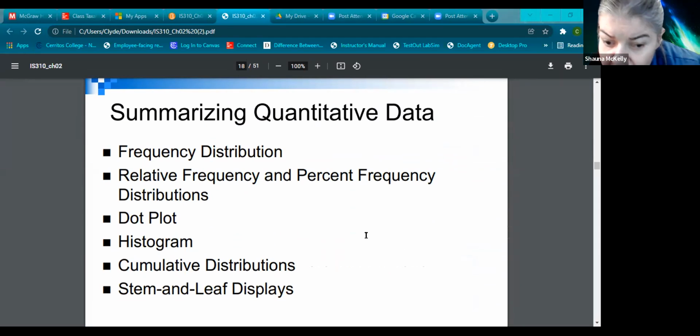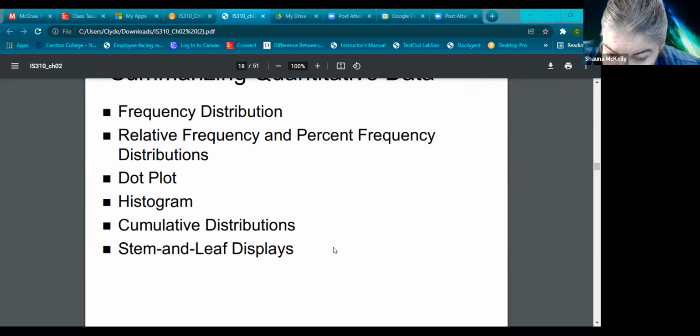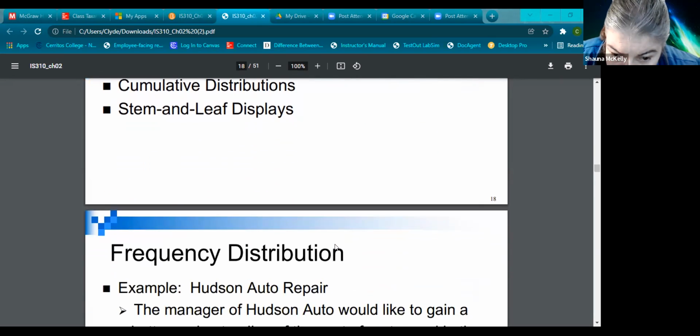And then here again, now we're switching gears. Now this is quantitative data. So now we've got more choices for how to summarize it. Again, we have the frequency distribution. We have a relative frequency and percent. So those two are applicable for both. But then when you're doing quantitative data, you can use a dot plot, a histogram, some sort of cumulative distribution, or a stem and leaf display. So this is just kind of breaking it down for you, which types. And then you go through.